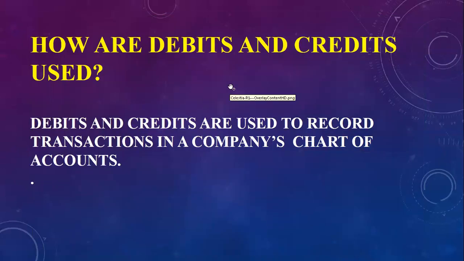How are debit and credits used? Now here I can talk about the use of debit and credit. Debit and credits are used to record the transaction. You must know transaction is when we have two persons, buyer and seller, and the process of buying and selling occurs in it. When the company records transactions in a company chart of accounts, we have different transactions.